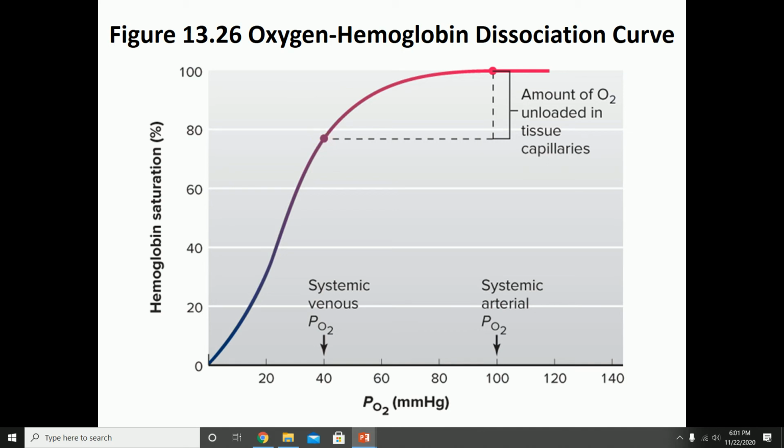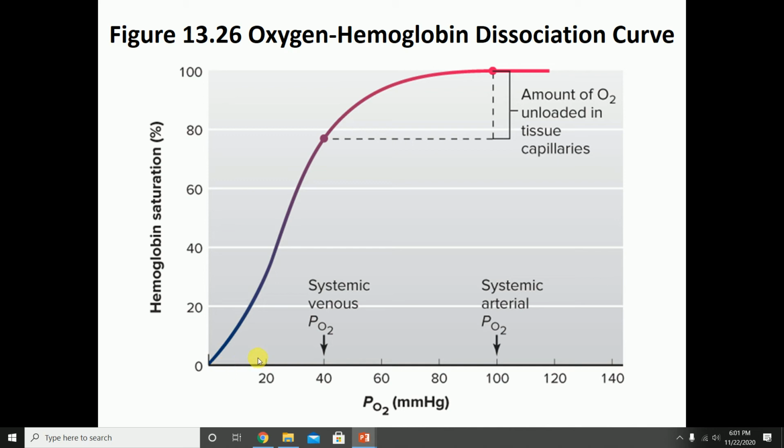Now we will use this curve. This curve is known as the oxygen hemoglobin dissociation curve. And we will be talking about this curve, how is it that the hemoglobin molecule even knows that I'm near a tissue that needs oxygen, so I need to dissociate. The iron needs to let go of the oxygen molecules.